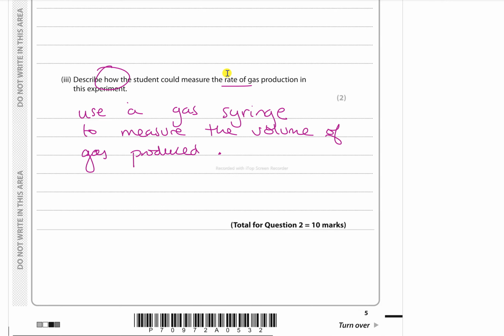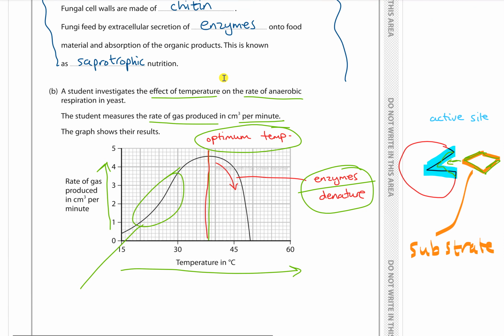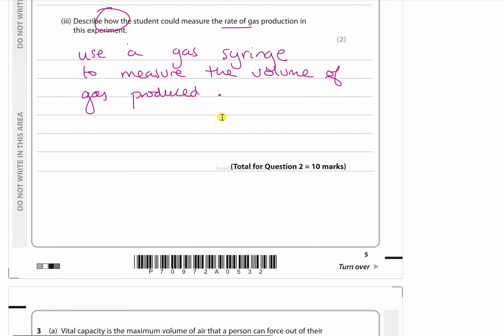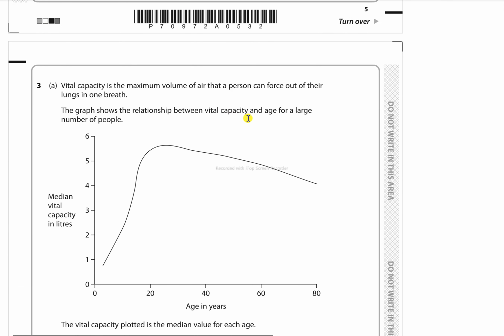And did it say per minute? In 1 minute? Okay, yeah, just per minute. So they're measuring it over a minute. They've already got a stop clock. That's fine. We'll live with that. Right.